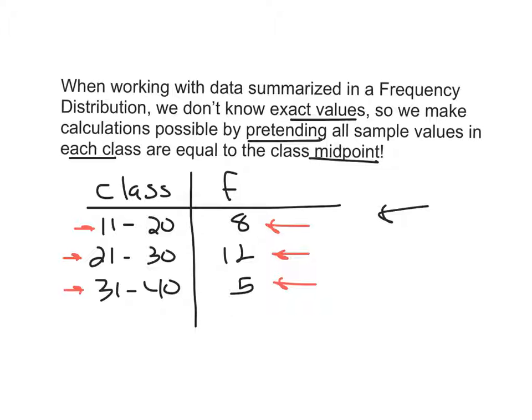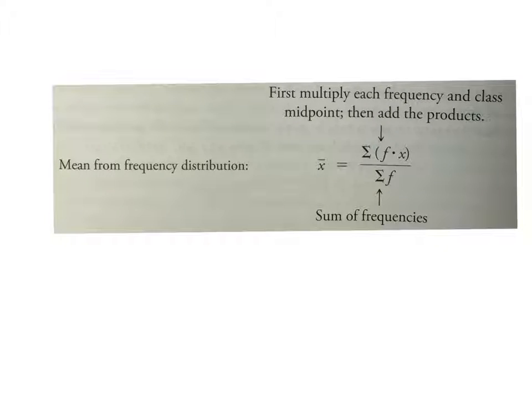So, the midpoint of that class, you would add up 11 and 20 and take half of it, and you would get 15.5. So that's what we would use for the class or each person. This one, I'd use 25.5. This one, I would use 35.5. So that's why we did those class midpoints earlier, so that later we could find the mean if they give us a frequency distribution.